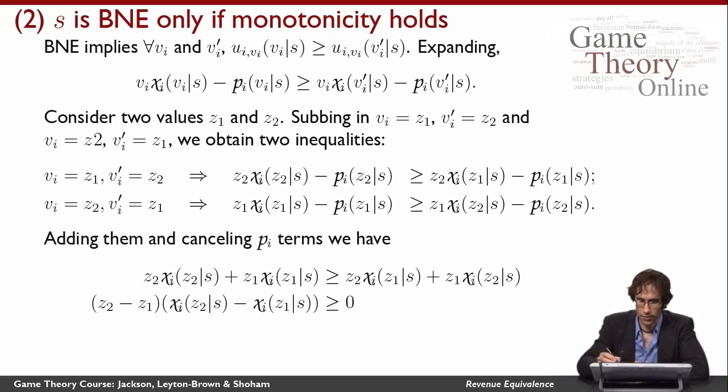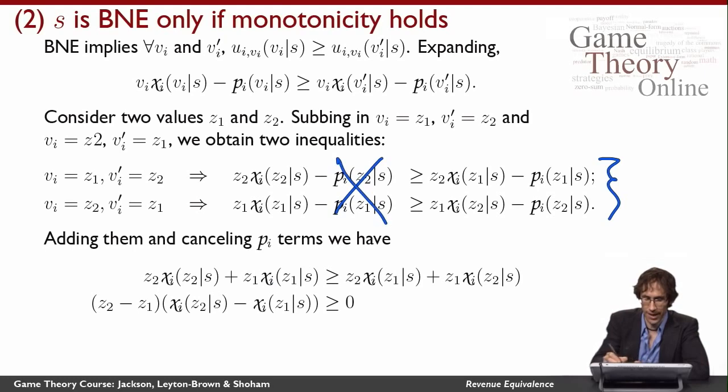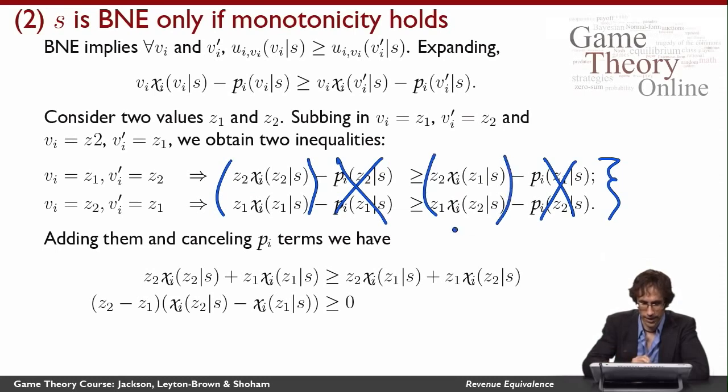Okay, well, I've got these two different inequalities here, so I can just add them together. And if I do that, then that causes these p terms to cancel out. And so then I just get these two things added together. When I do that, I end up with this expression here.